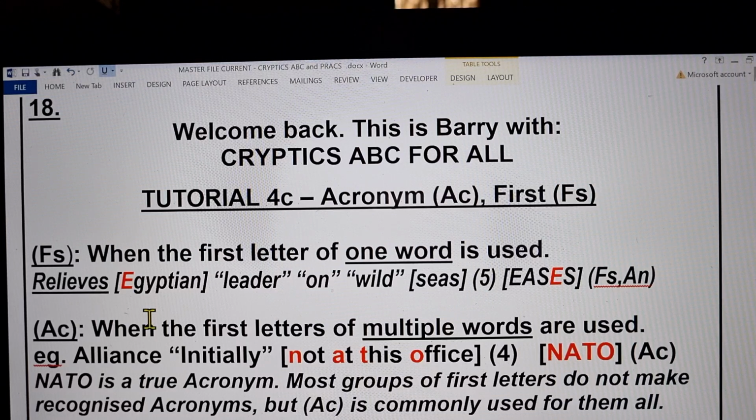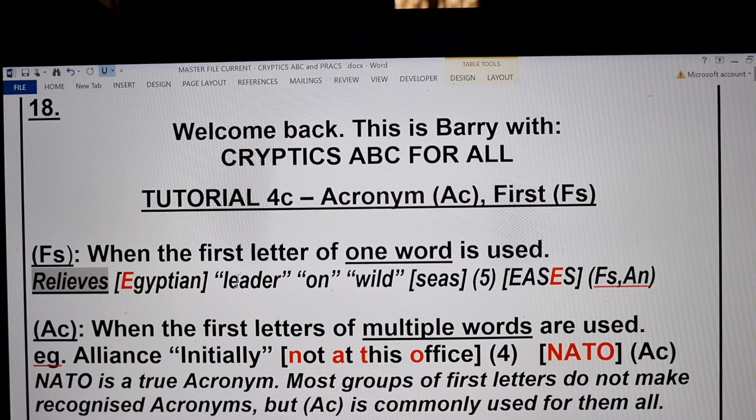What is the first trick? When the first letter of one word is used. That's it. That's the first trick. One word only. Well, here's an example. Relieves Egyptian leader on wild seas. And the answer is eases. The key being relieves, and of course the synonym for relieves is definitely eases. That's okay. How did we get it?